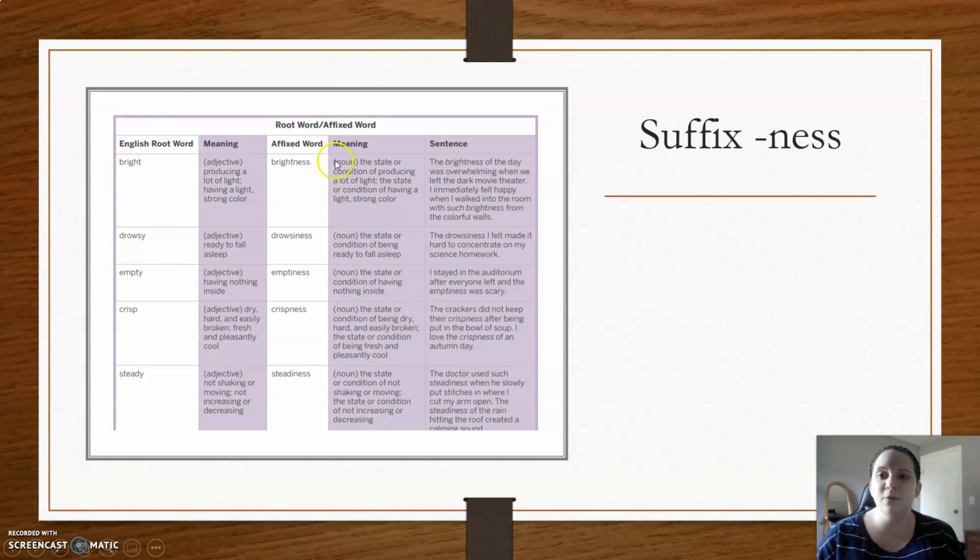So these are some examples of root words where if we add -ness, it changes the meaning. So we have bright, and if we add -ness, we have brightness, drowsiness, emptiness, crispness, and steadiness. Notice how we changed it from an adjective to a noun, and we have sentences to support it. So feel free to read through these to understand them a little bit better.